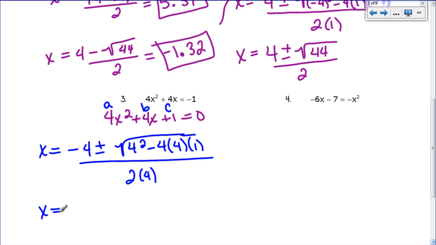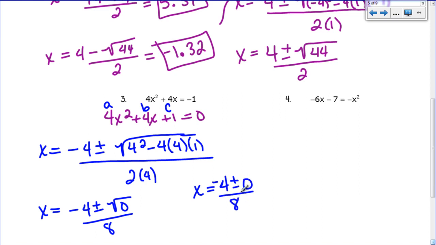Simplify that, just like with my calculator. Plug that in. This comes out to be the square root of 0 over 8. Well, the square root of 0 is just 0. So here's what I have. I have x is equal to negative 4 plus or minus 0 divided by 8. What's so nice about having this 0 here is that whether I add 0 or subtract 0, the answer is the same. So I only have to do this once.